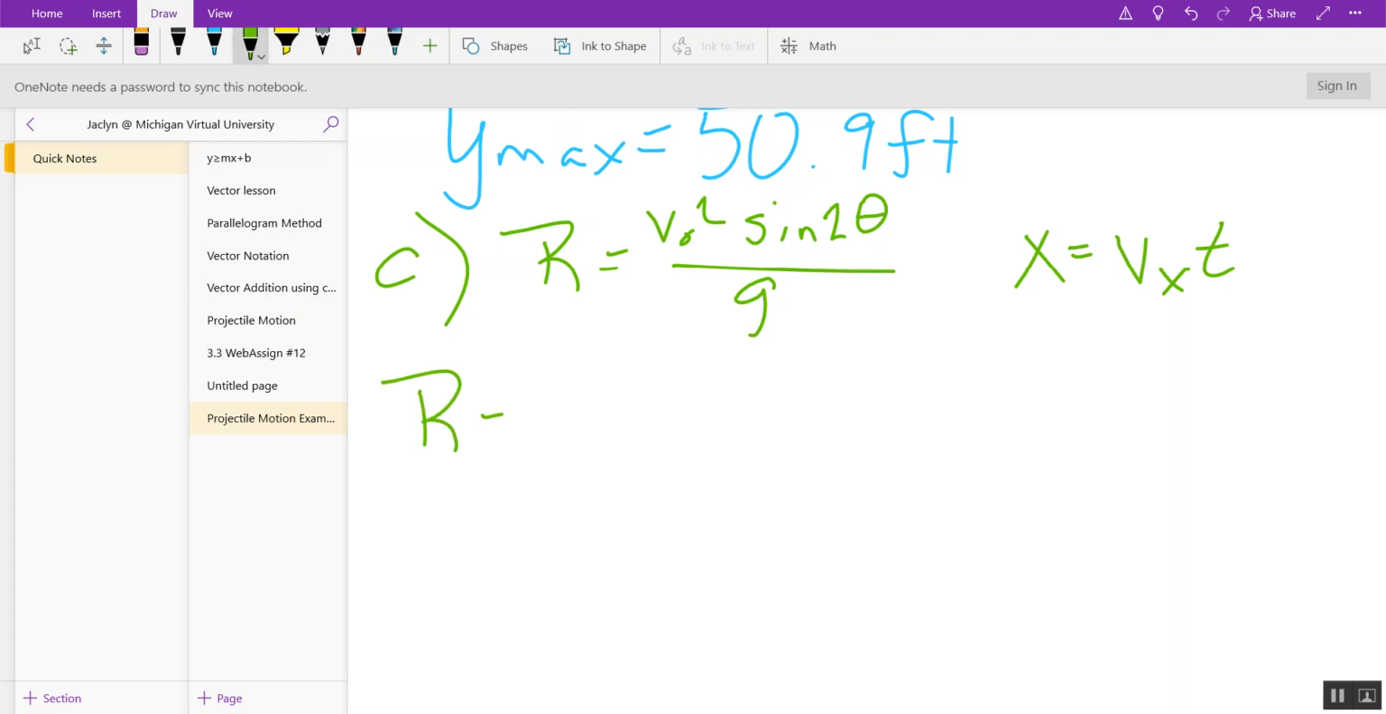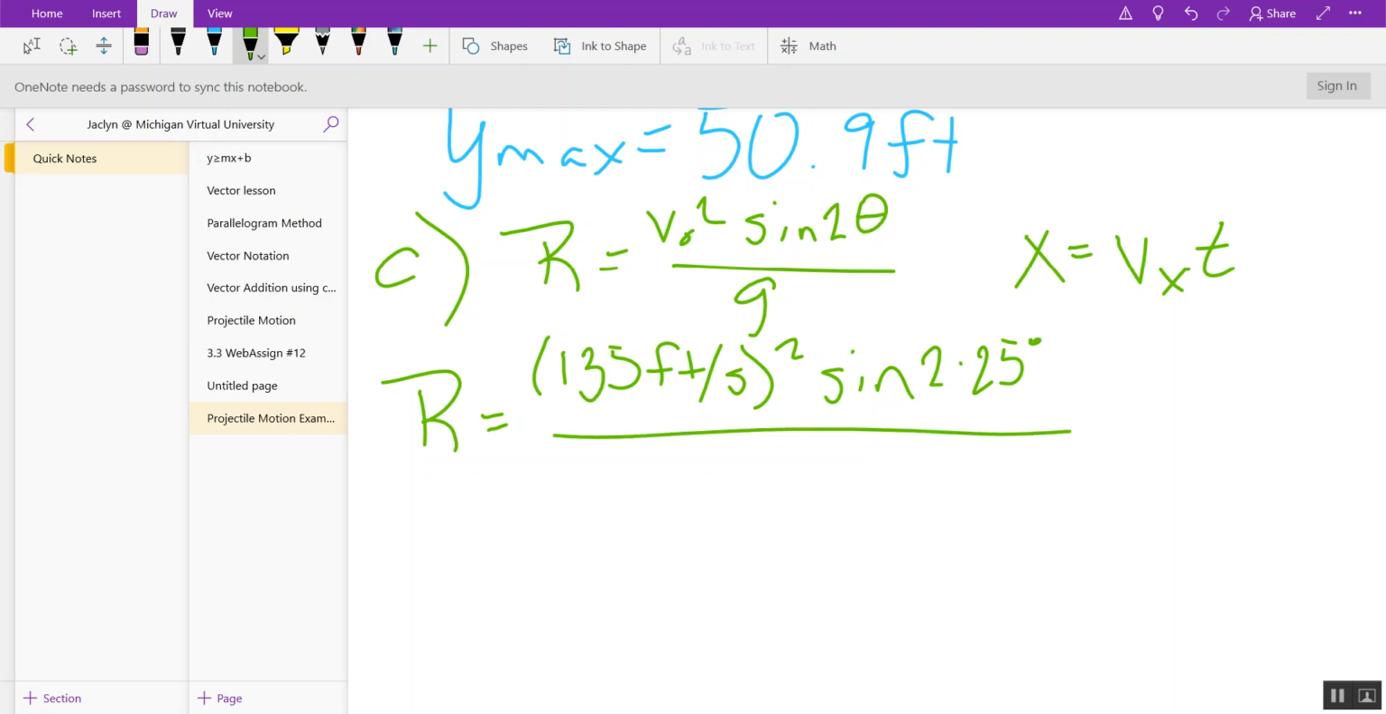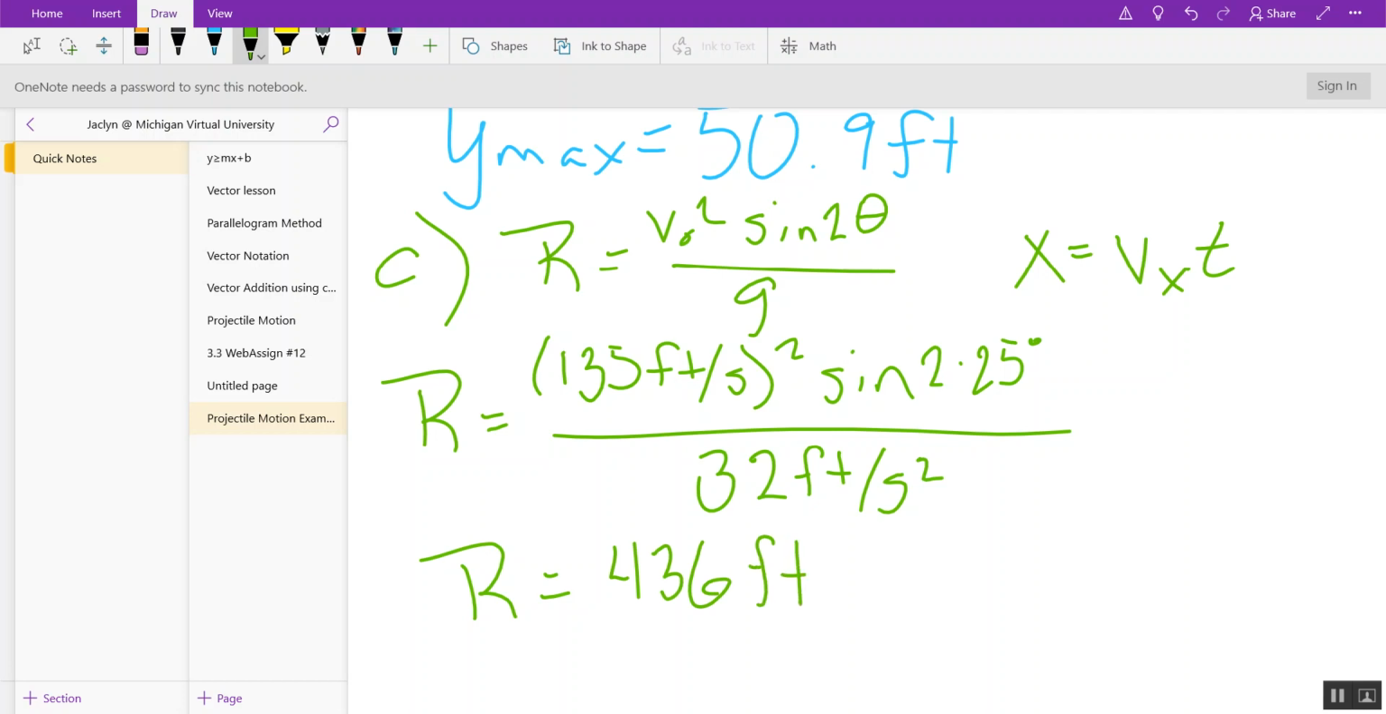So, plug in my range, and I take my initial velocity, and it's the overall initial velocity that you use. Square it, sine of 2 times 25 degrees, divided by 32 feet per second squared, and the range for this problem is 436 feet. If you plug into this one, you get 434 feet. So like I said, it's within rounding.